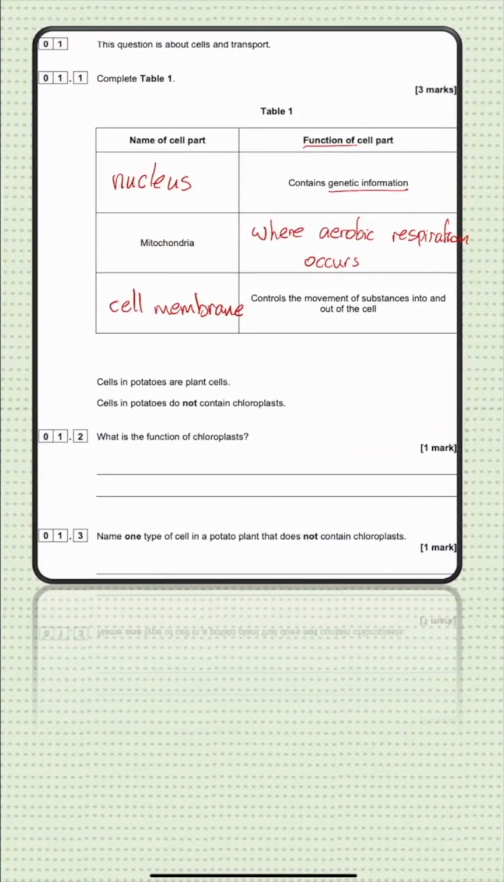We got that. Next, what is the function of chloroplasts? I should do this every day. I wish I could. I don't have the time. I'll try and do it every week.